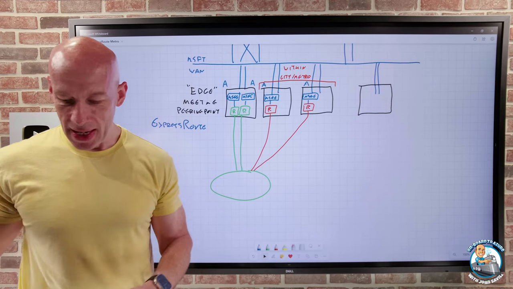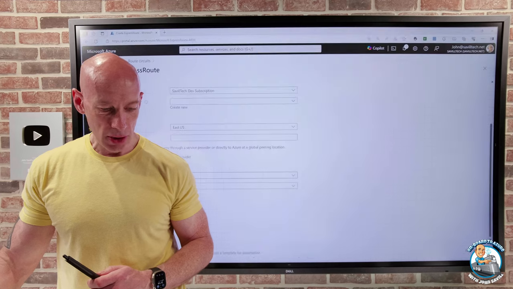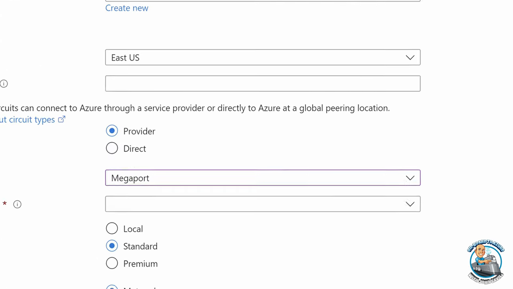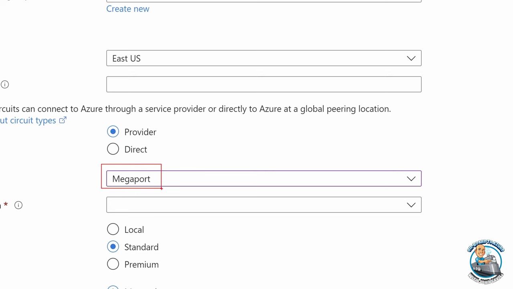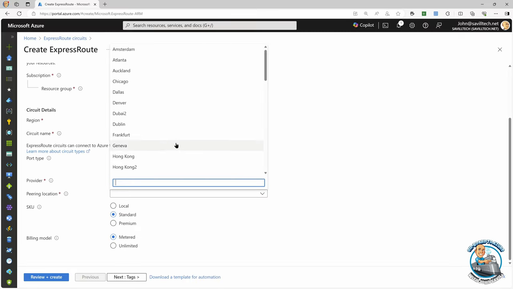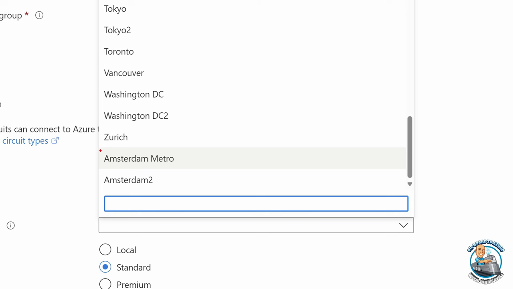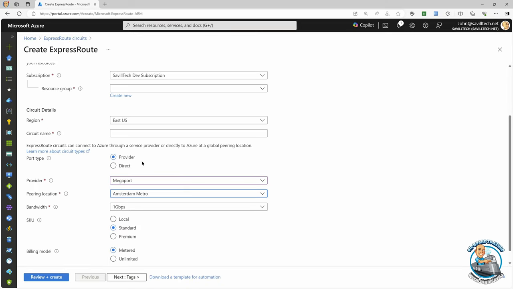And just to see it super quickly, but there really isn't very much to look at. If we were to go and look at create an ExpressRoute circuit, and again, it's only certain providers today and only certain locations. So what we can see here is I'm using Megaport. And then if I select peering locations, these all look very normal. Okay, regular, regular, regular. Then at the bottom, we see this one. Amsterdam is one of those early sites, and it just has Metro at the bottom. And that is the only thing different.